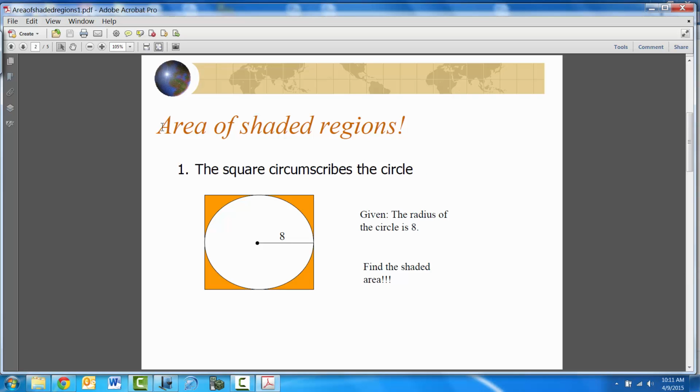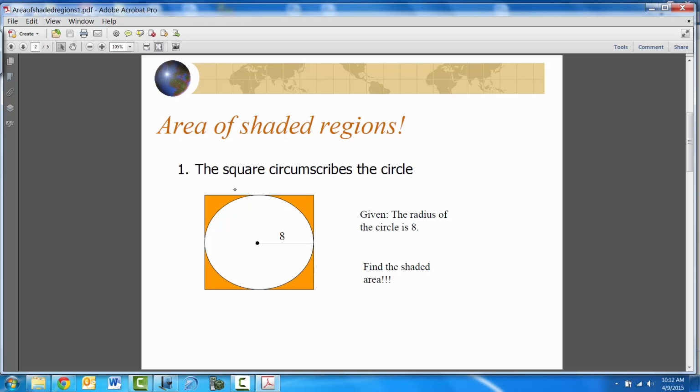Here's what we're going to do a little bit of on your Quiz Tuesday, area of shaded regions, and then in my next movie, we're going to talk about some of these questions here. So what's the area of this shaded region? What's the area of this orange here? Well, the square circumscribes the circle, so I'd have to give you some information. So here's the radius. Find the shaded area, or find the orange area.